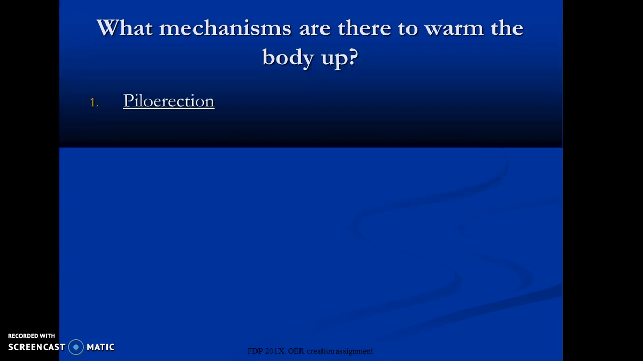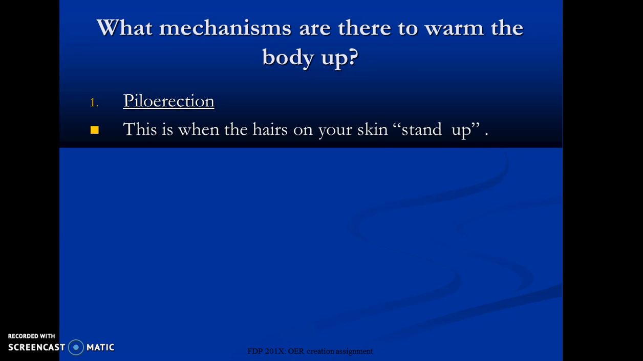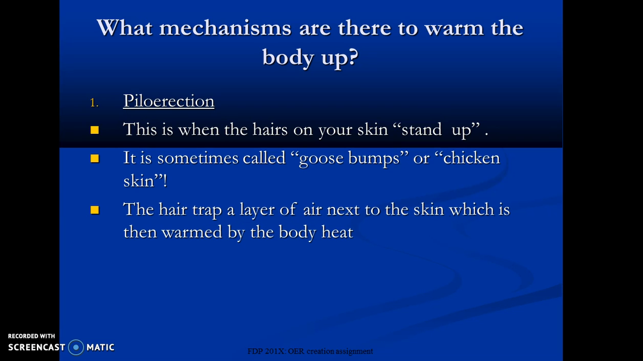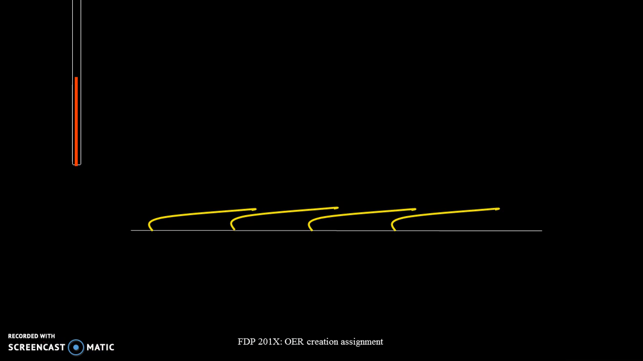What is another mechanism that warms up the body? That is called piloerection, or in common words goosebumps or chicken skin. This is when you feel that the temperature is low or your body shivers, and the hairs stand up on the skin. Because of this, air is trapped in the skin, which acts as an insulating layer, and it reduces the heat loss, because of which the temperature increases. Here the animation explores this nicely.